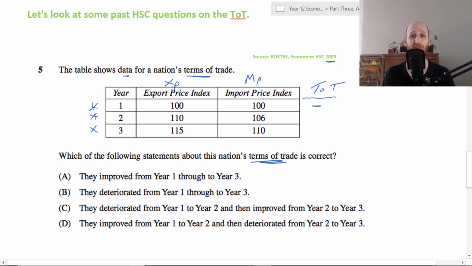So here, the terms of trade, this is the base year. The terms of trade here is just 100. Here I've got 110, 106. So I know that for this year, so I've got 100 for the first year, base year, 104, 105. So what we can see here is, first statement, that the terms of trade improved from year 1 through to year 3.